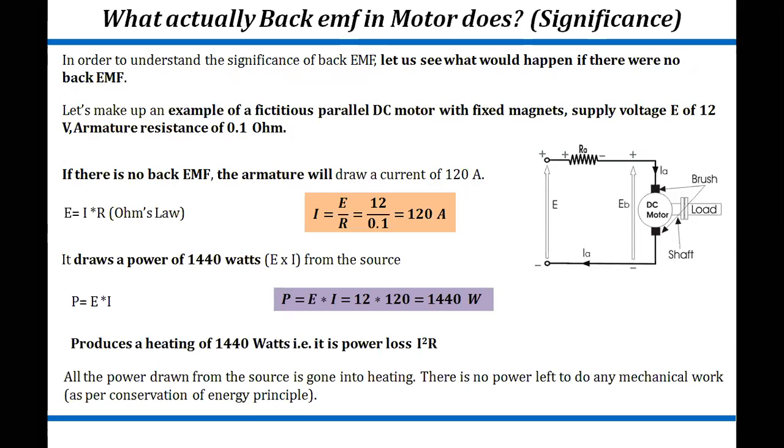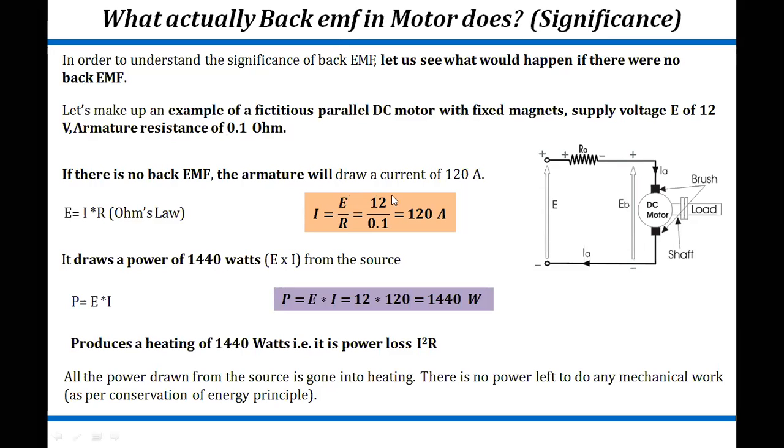But if we have the value of supply voltage and the value of resistance, we can derive the value of current. How? According to Ohm's law, I equal to E by R. So you will get a given voltage of 12 volt, if they have given, we are taking the example.